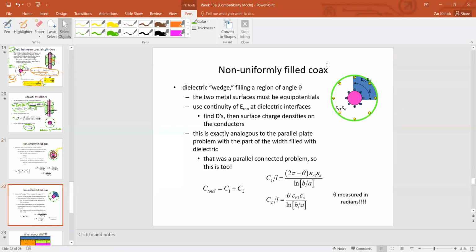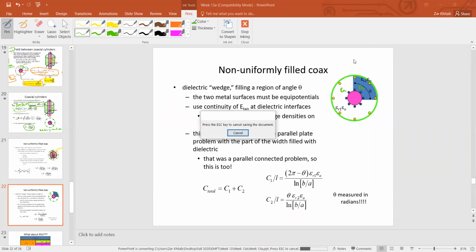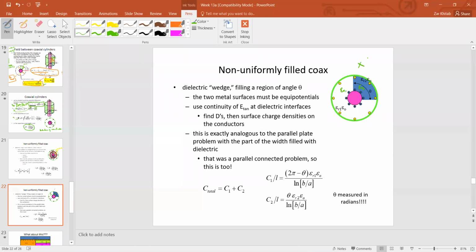What if you fill the coaxial cable with this sort of arrangement? Say here is epsilon R1 and here is epsilon R2. This means that we have two capacitances again inside the coaxial cable, but both capacitors are in parallel. Yes sir, clear. But with coaxial cable, you never do this. You will never find a coaxial cable having dielectrics slotted in this way.